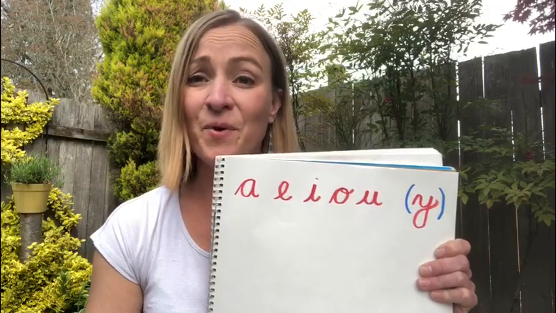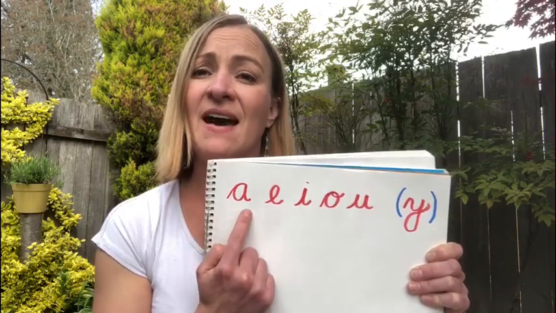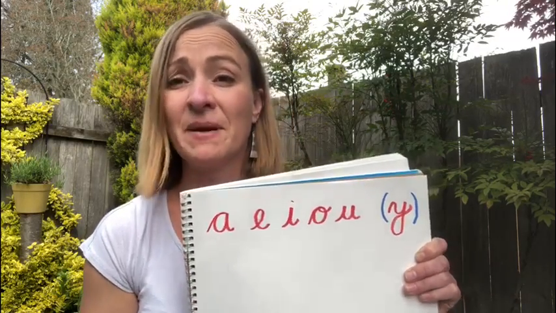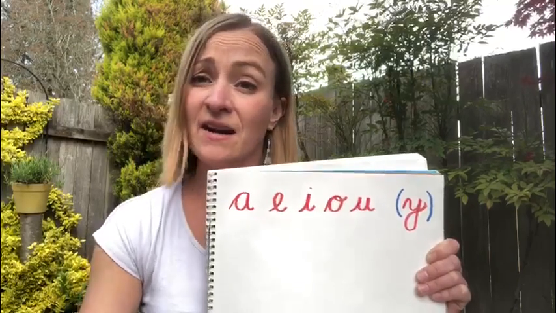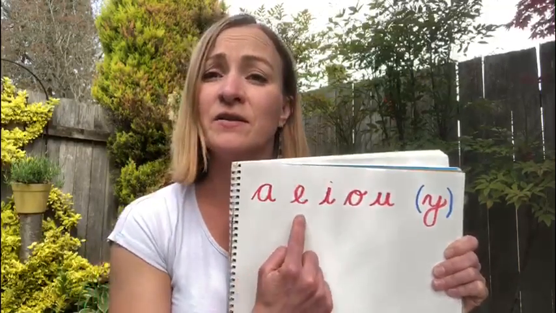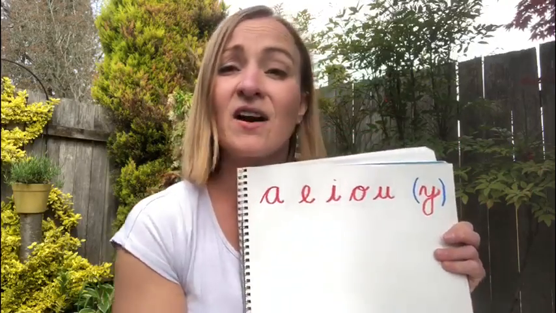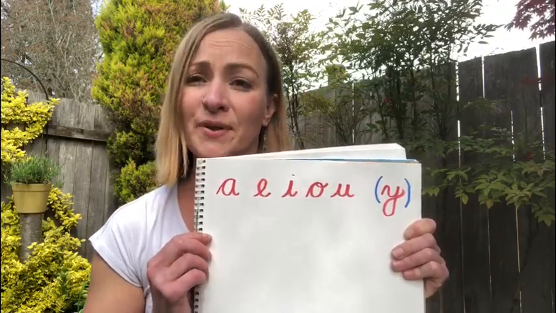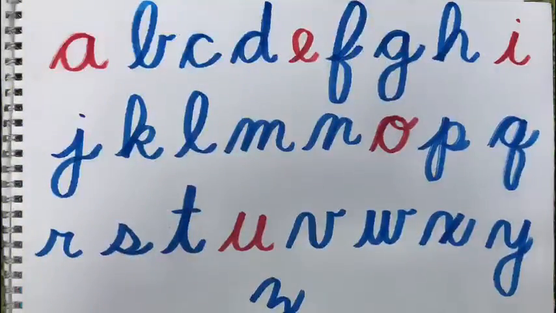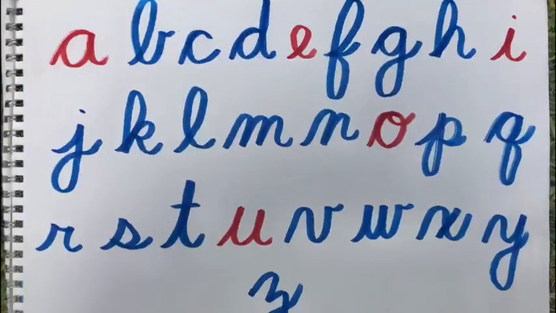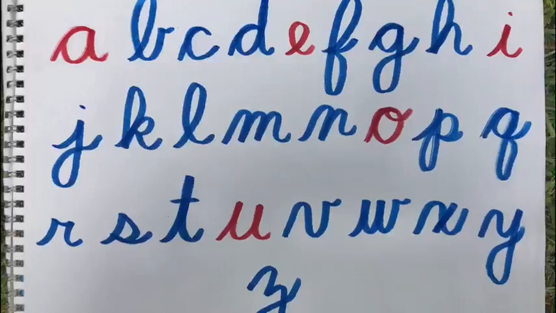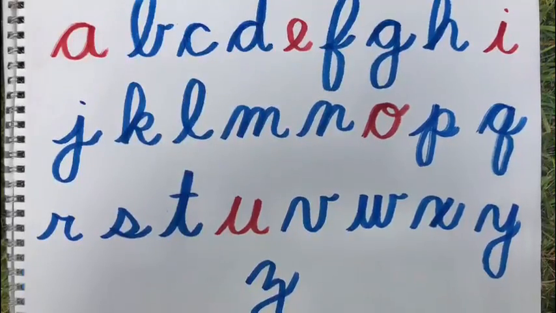Vowels are very important. That's why we have them red in our sandpaper letters and in our movable alphabet. The vowels are always red, just like I made my sandpaper letter red. And the consonants are always blue. Can you find all the vowels? A, E, I, O, U.